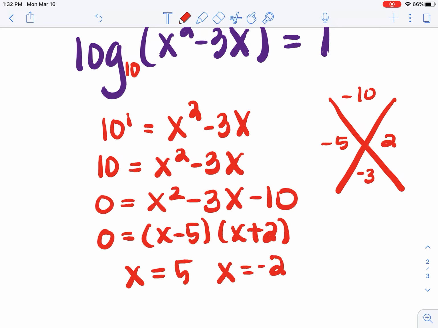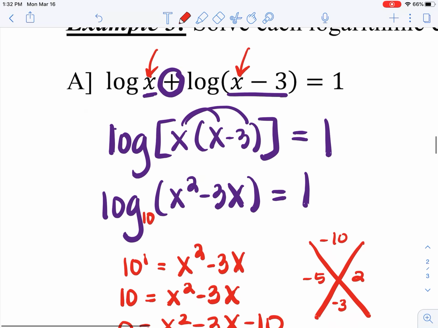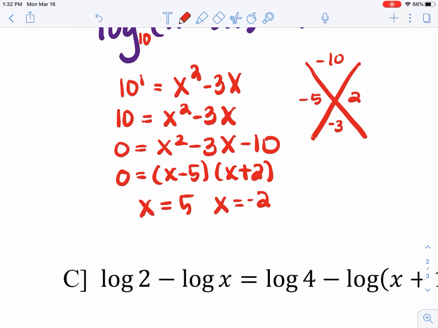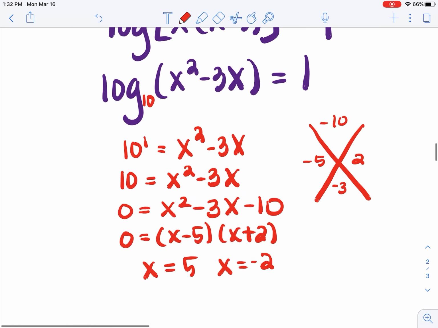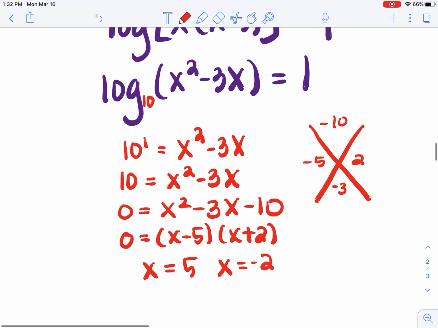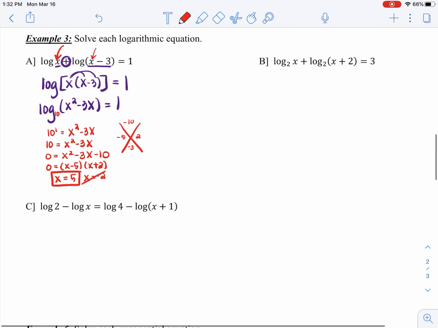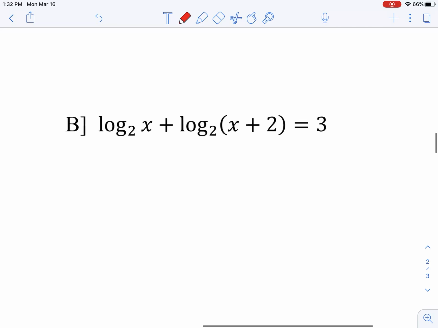But once again, since I'm solving a logarithmic equation, I have to check to see if either of these are extraneous solutions. So let's start with the 5. Go back to the original. Plugging in a 5 here, I get 5. Plugging in a 5 here, I get 2. That's good. 5 is an answer. Now let's check negative 2. Plug in a negative 2 here, I get an argument of negative 2. Not okay. So I'm going to cross that one off. My only solution is x equals 5.